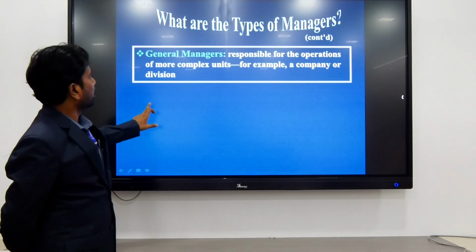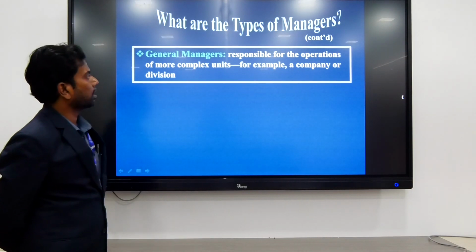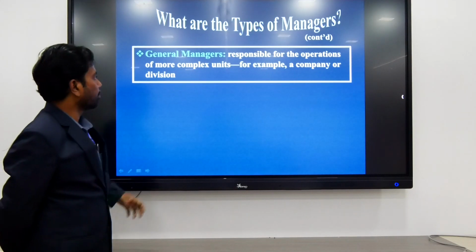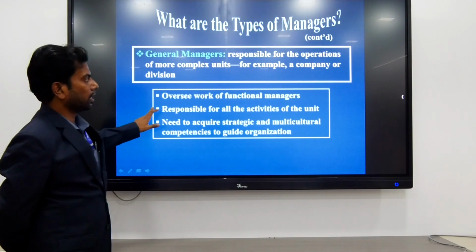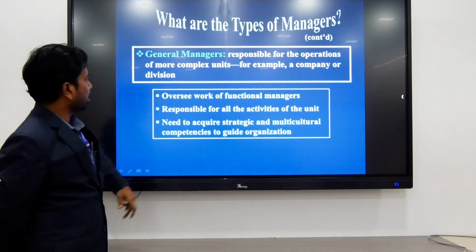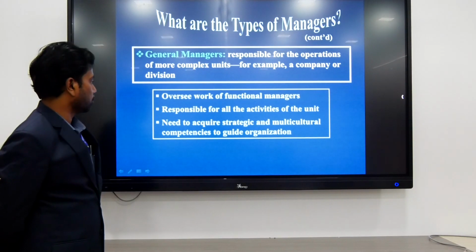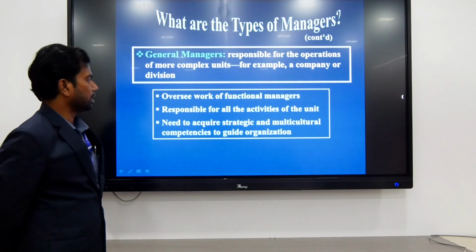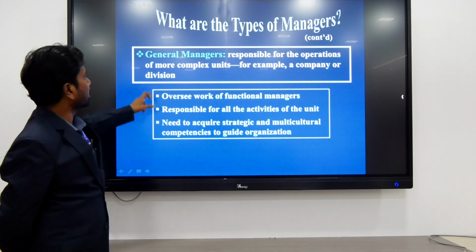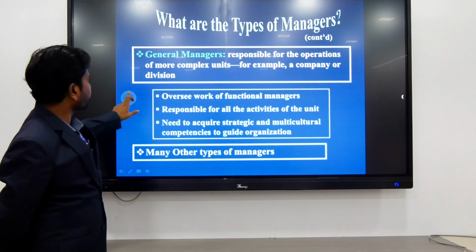Then the general manager, another type of manager. The general manager is responsible for the operation of more complex units. For example, a company has many divisions like finance, sales, HR and so on. Then the overseas work of the functional manager, responsible for all the activities of the units, needs to acquire the strategic and multicultural competencies to guide the organization. These are the responsibilities of the general managers.